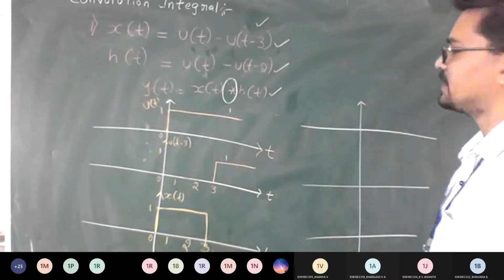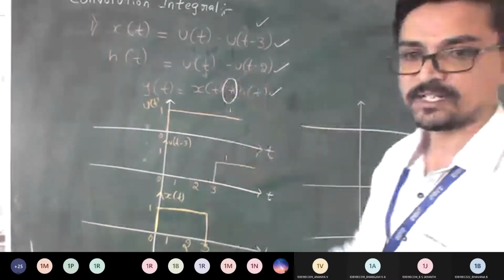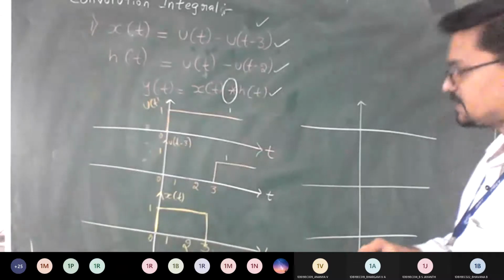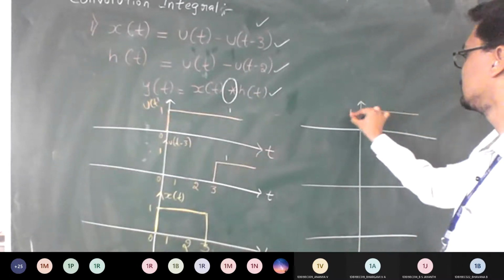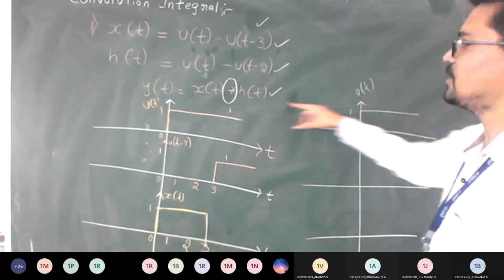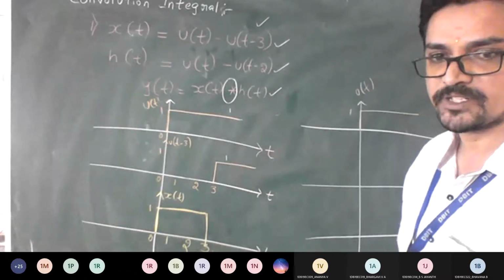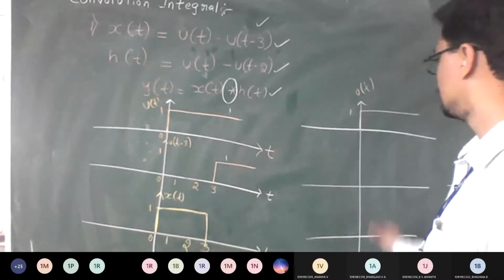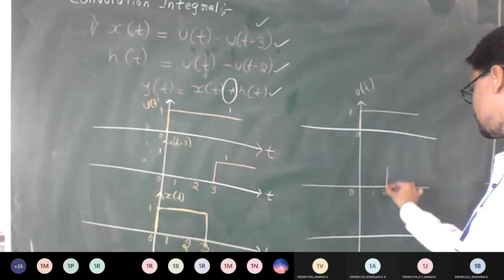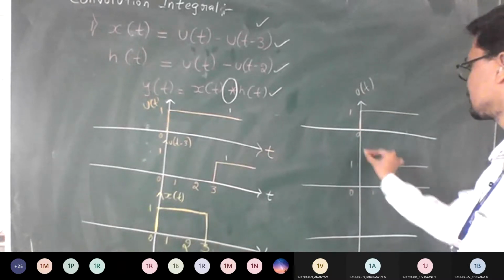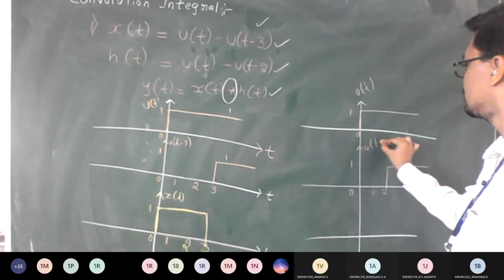So I need to plot my h of t. For that, the condition is u of t, right? Same procedure. So u of t, you can write like this. Then you have u of t minus 2. So it means you have to delay by 2. So here you can delay it by 2: 0, 1, 2. So from 2 the signal starts. So this is my u of t minus 2.